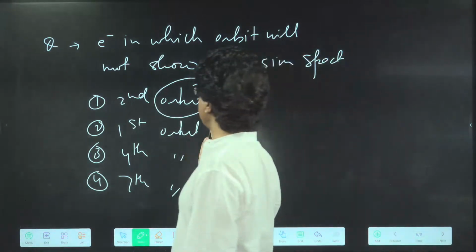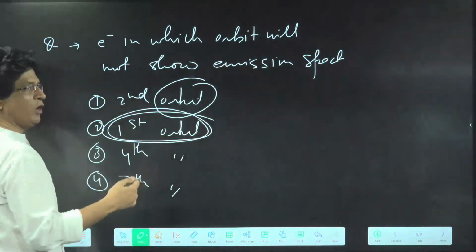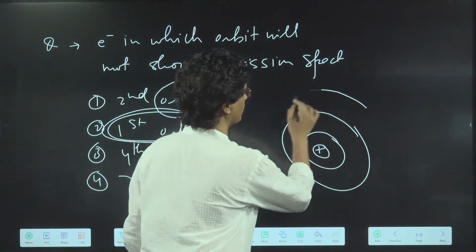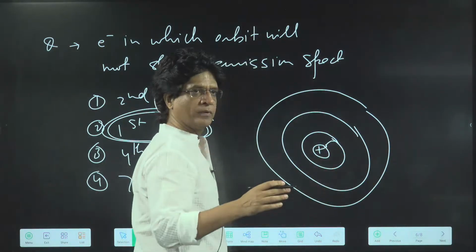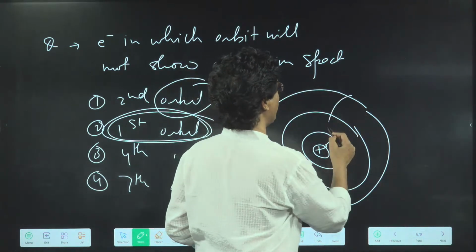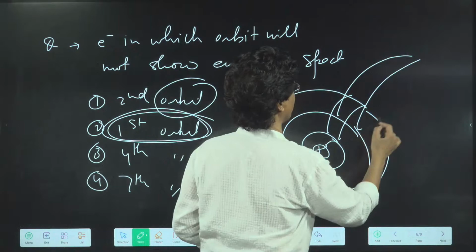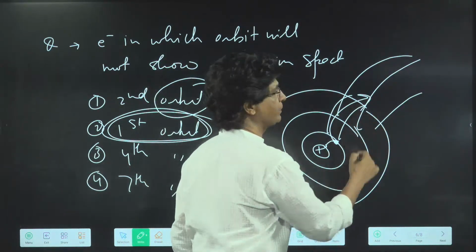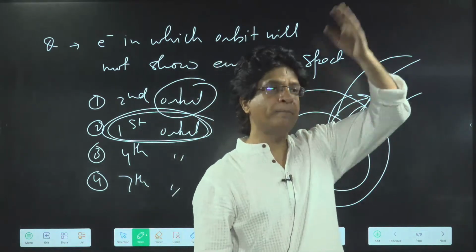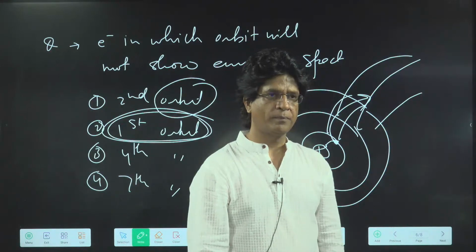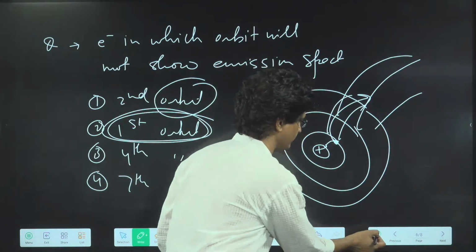If the electron is in the first orbit, it cannot fall down. It cannot come down. The first orbit is the ground state. It can come from the higher orbits, but not from the first. From the first, it can only jump up. I can only jump from the ground. Yes or no? Very good.